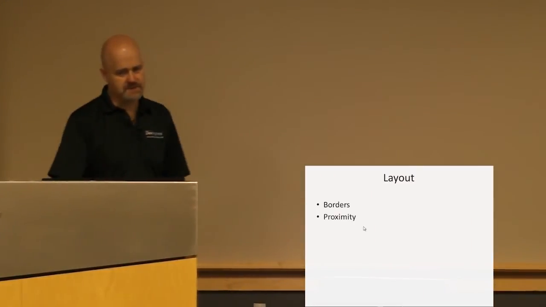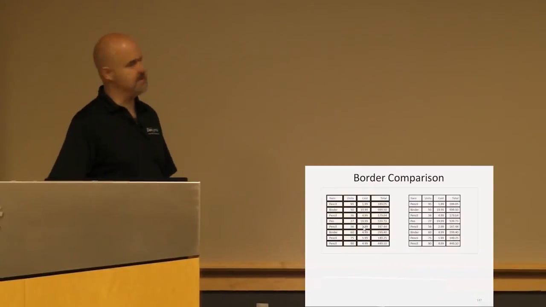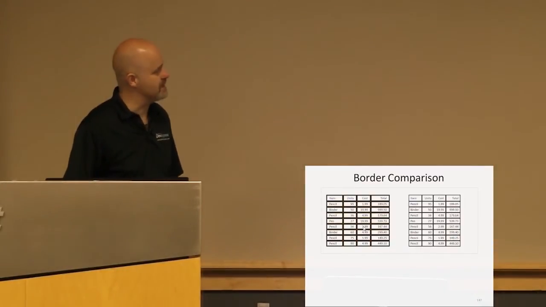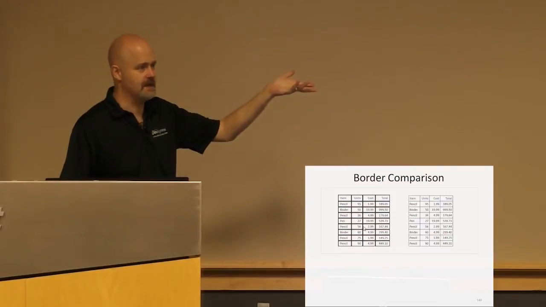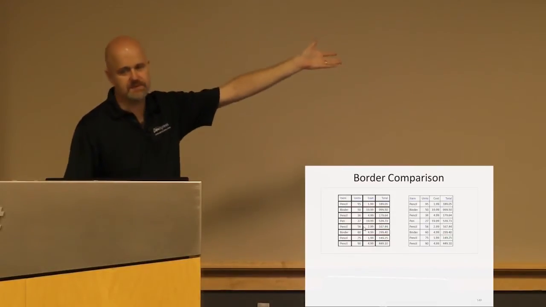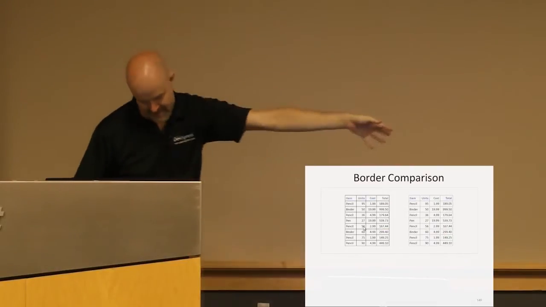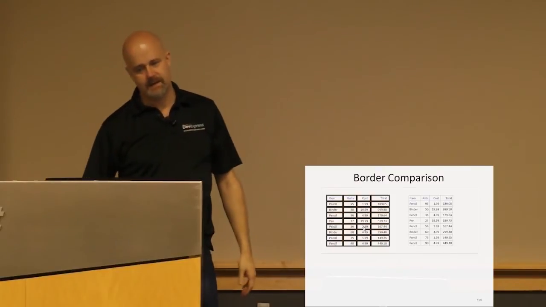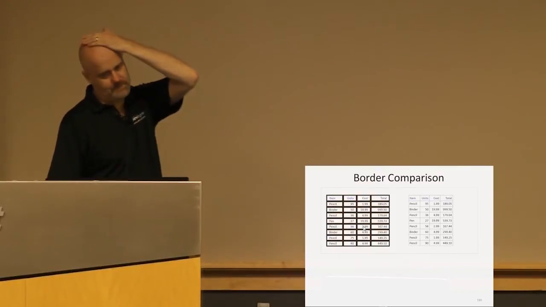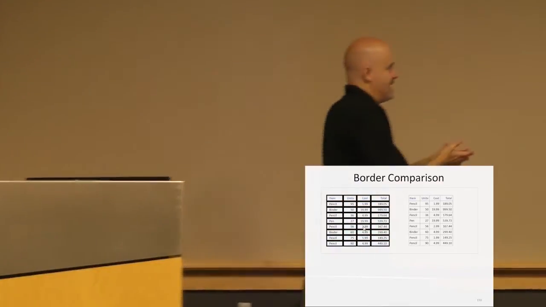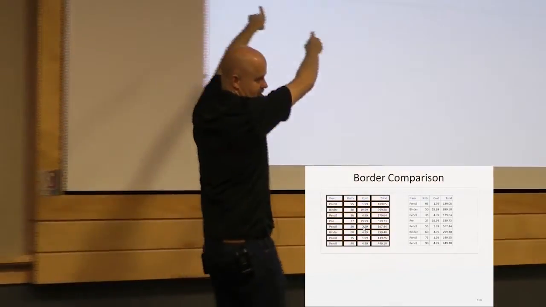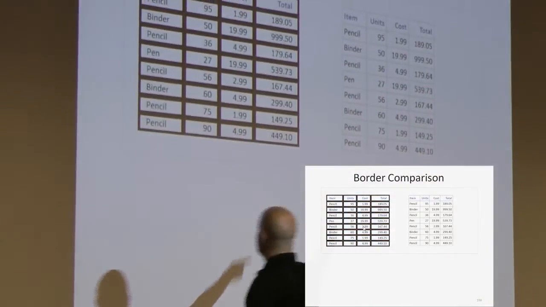All right, layout. We'll talk about borders and proximity. So border comparison. Here I have two. Which do you find easier to read? The one on the right? That's the answer I want you to say. The one on the right again? That's the one I want you to say. And then there's the original, right? If you want to hide data, do this, right? But if you want to show data, do that.